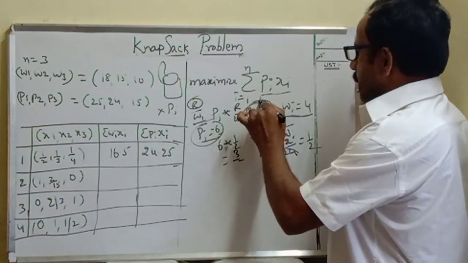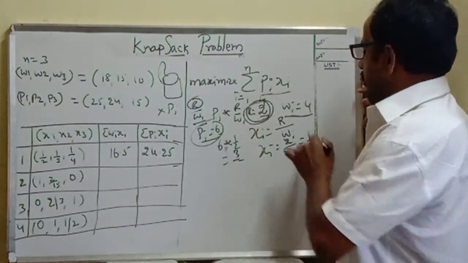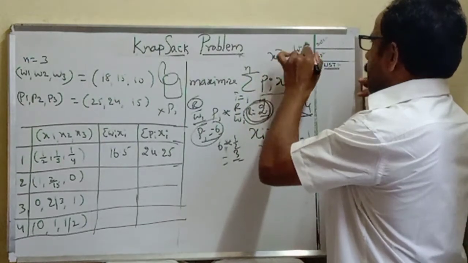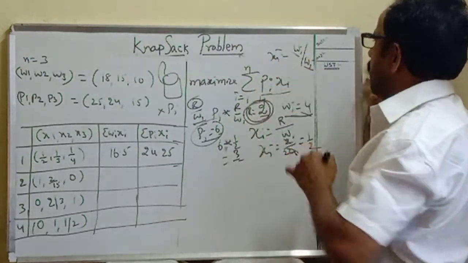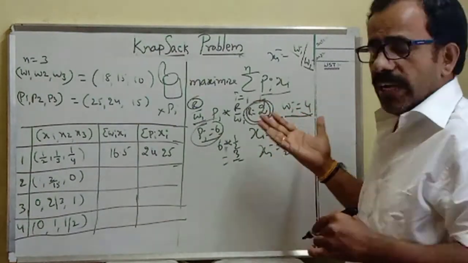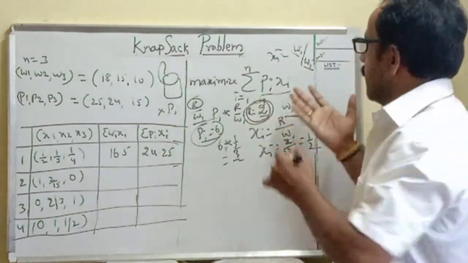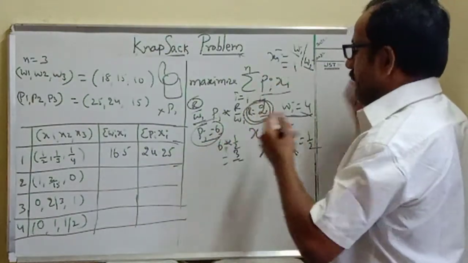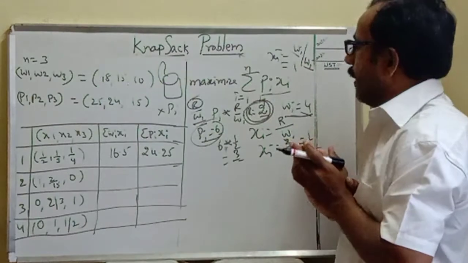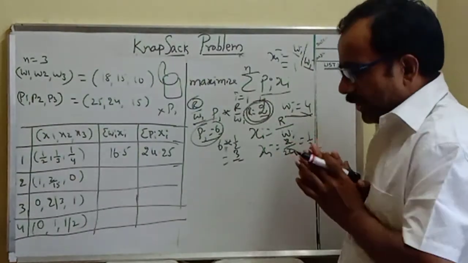Suppose the remaining knapsack capacity is 4 units. The item weight is also 4 units. Then what is the solution now? Wi by Wi. Out of Wi, you can select Wi units directly because the capacity is 4 units and the item weight is 4. We can completely consider the item. Then Xi becomes 1, then 1 into 6, the complete profit we get. So like this we can select all the items.